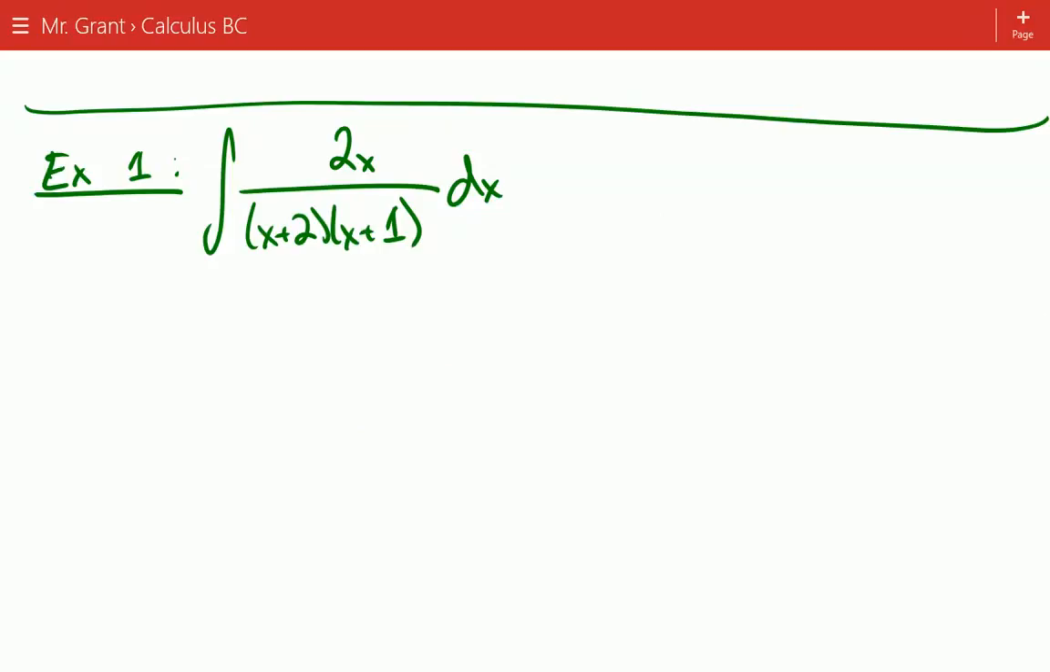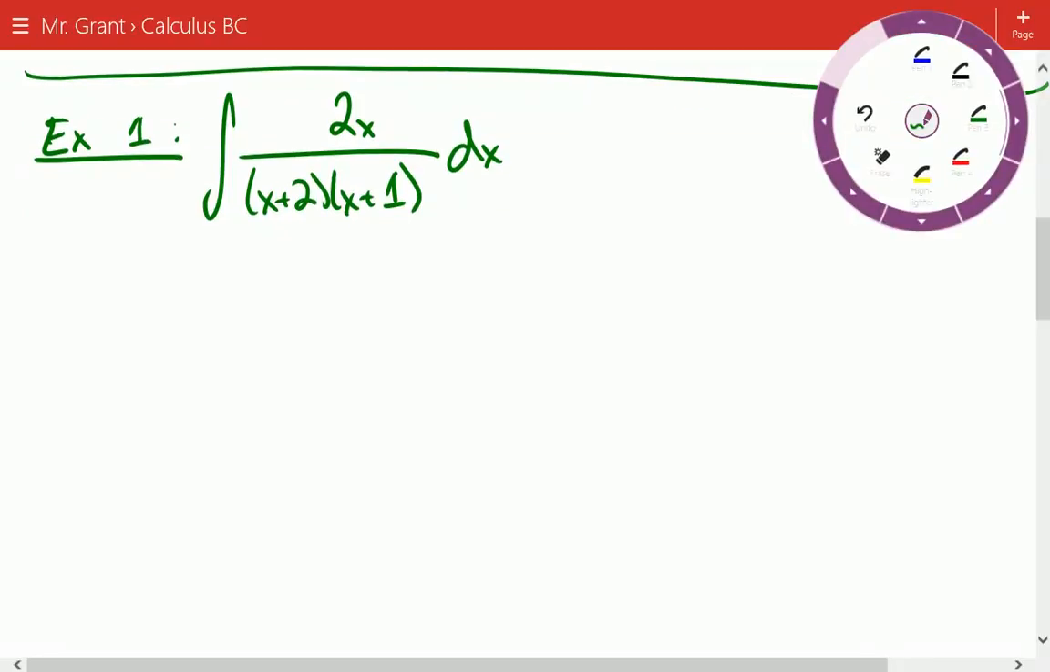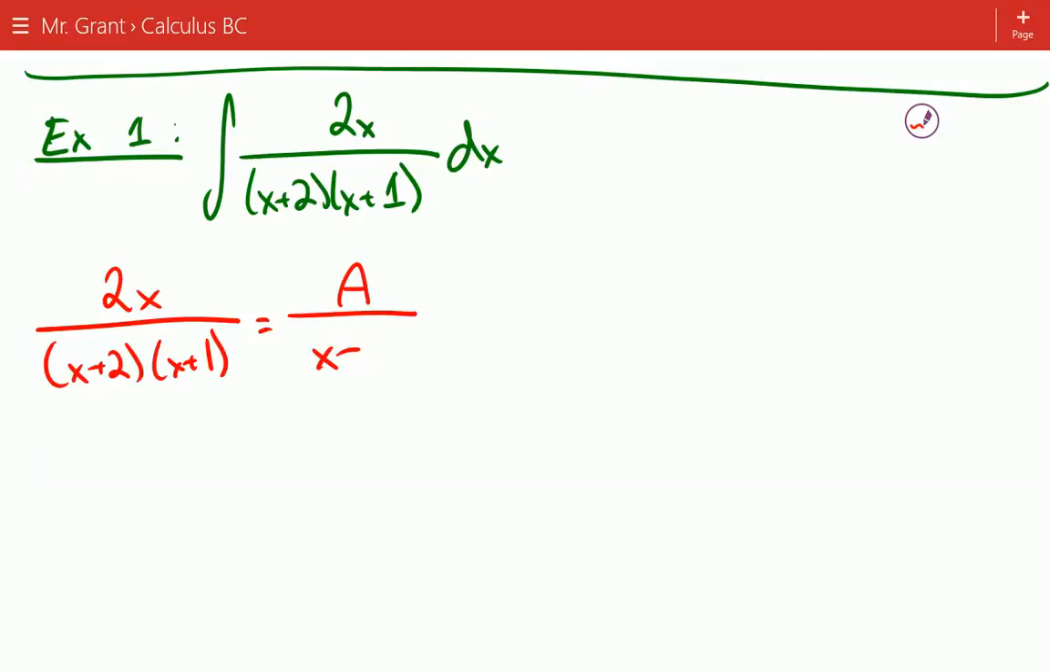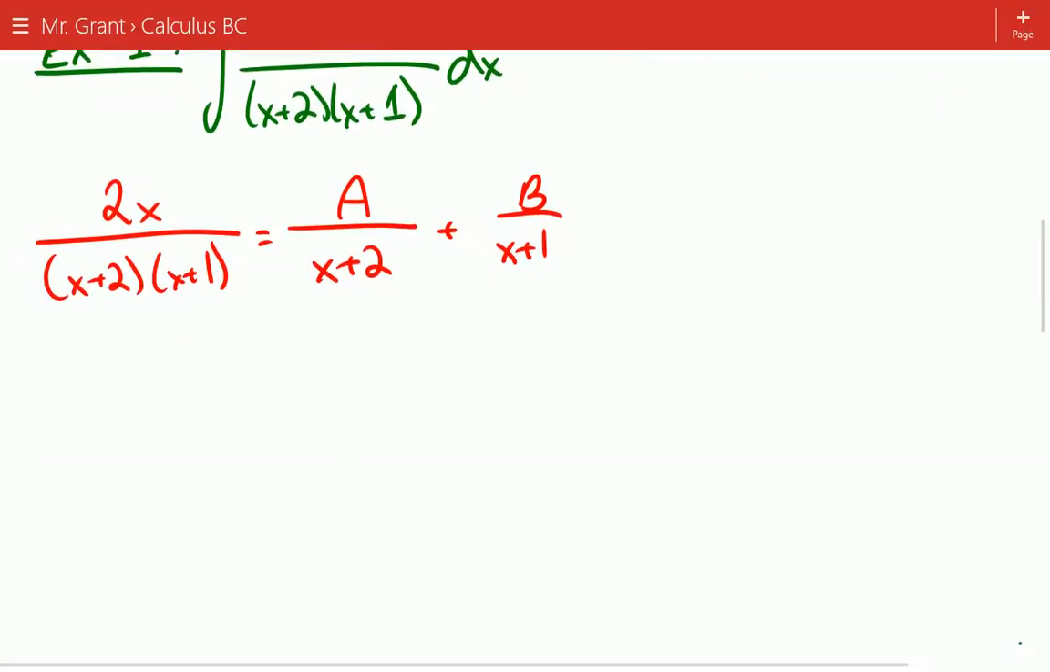First example. Let's say you're asked to integrate something like this. U substitution won't work. It wouldn't replace anything enough to make things easy. But I think if we split this fraction apart using partial fraction decomposition, it might help us along the way. So it'd be something like this. We would say the fraction 2x over x plus 2 times x plus 1 will decompose into some constant a over x plus 2 plus some constant b over x plus 1.